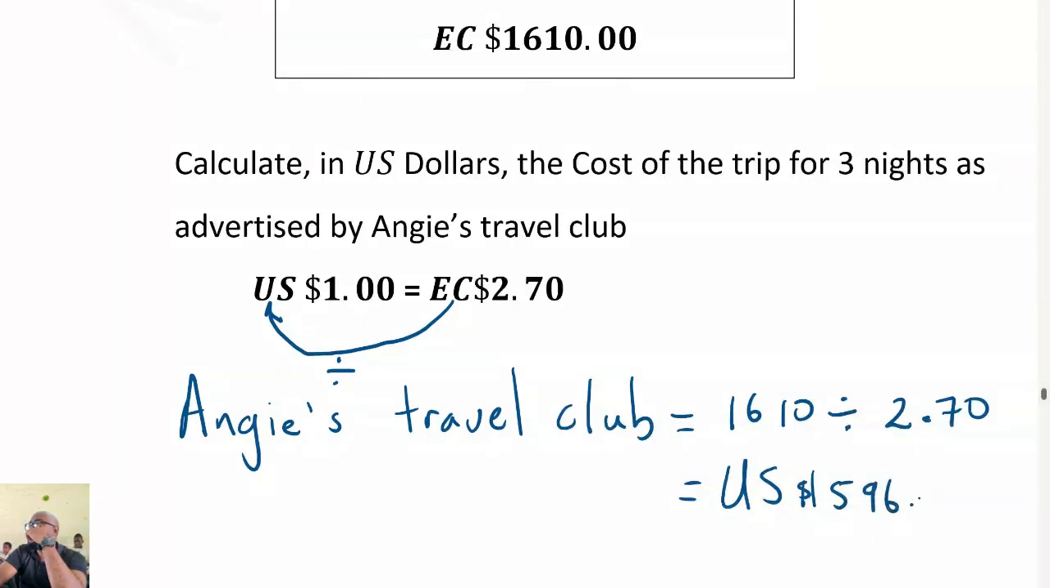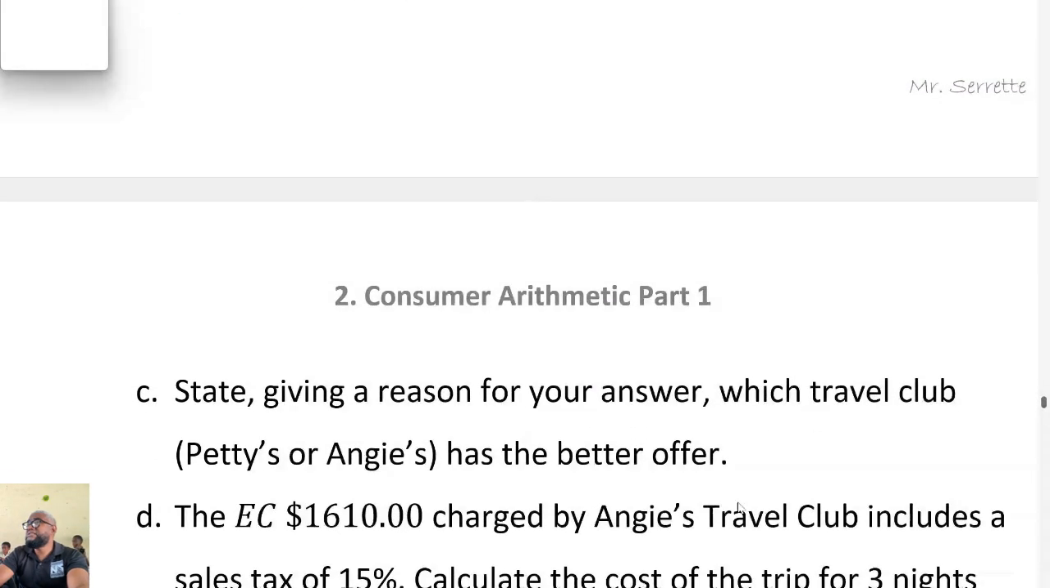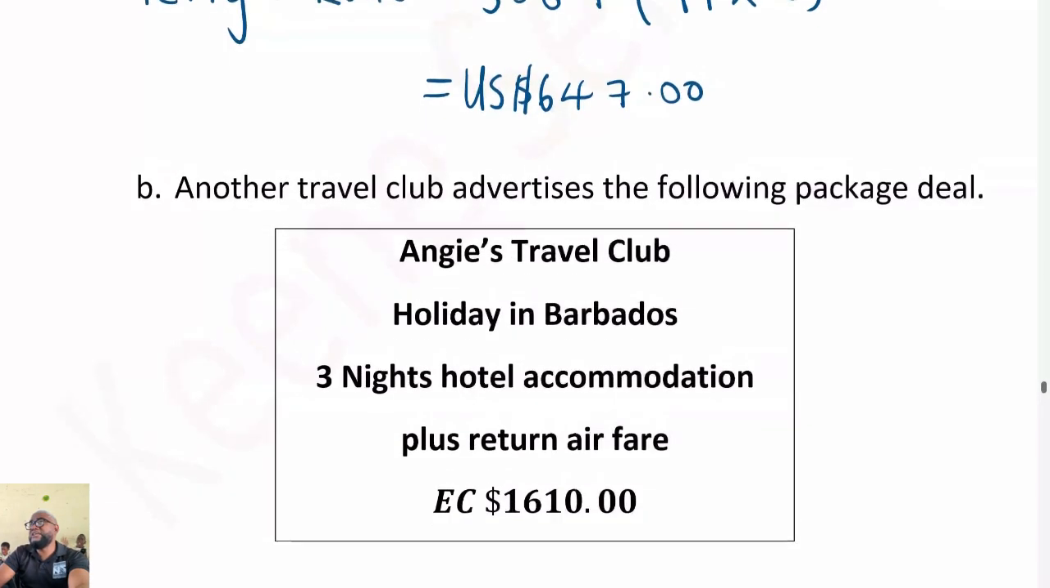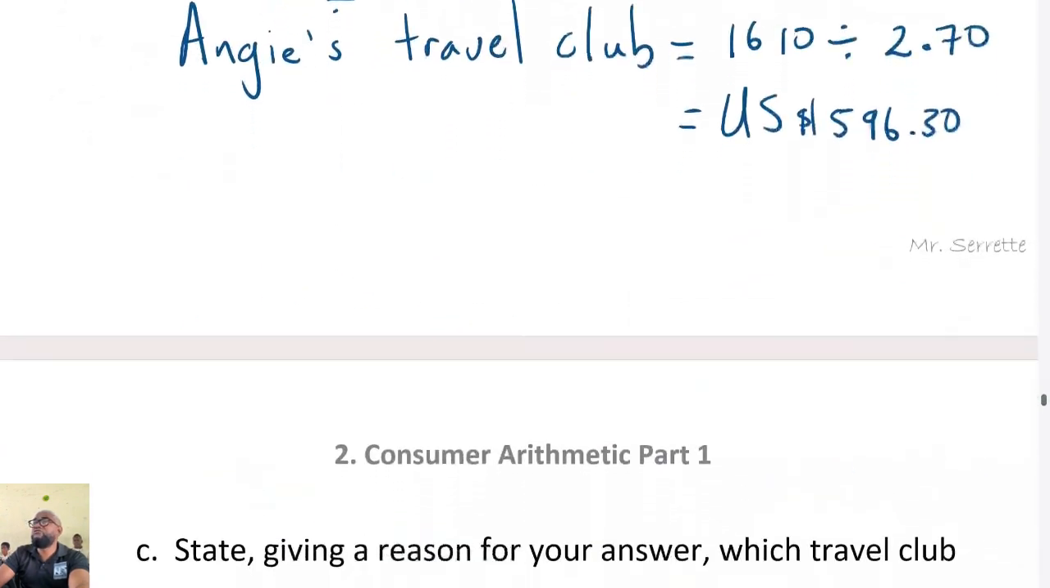$596 and how many cents? 296, right? So 296 means that if you go to 2 decimal places, it will change 9 to 10, which means you have to add 1 to the 2, so it'll be 30 cents approximately. So this is Angie's Travel Club. This is their rate, right? Now let's see what the next part of the question is. State, giving a reason for your answer, which travel club, Angie's or Petty's, has the better offer. So who will you say has the better offer? Angie's or Petty's? And what is your reason?